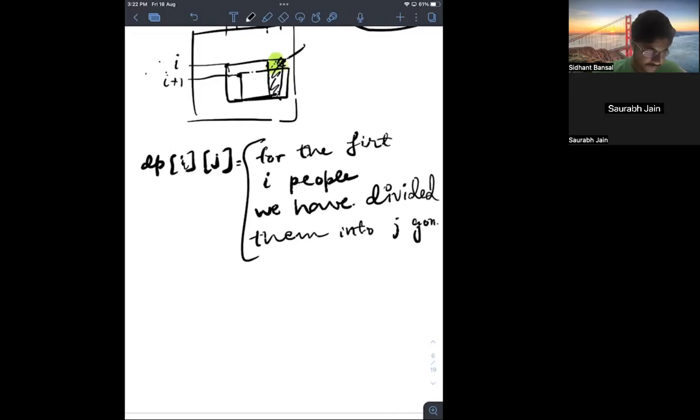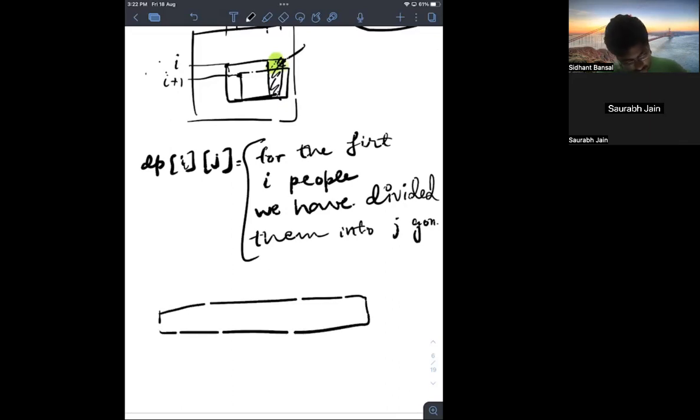If that is the definition of DPIJ, that for the first I people, so let's say these are all my people, then for the first I people, I may have one group here, one group here, one group here. These are like three groups in this example that I'm pictorially drawing, but maybe there are more. What's the minimum cost to build up this?